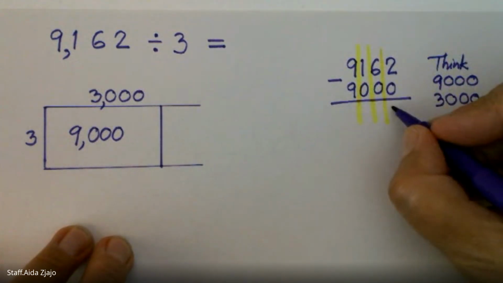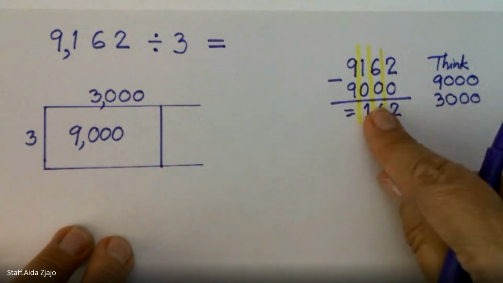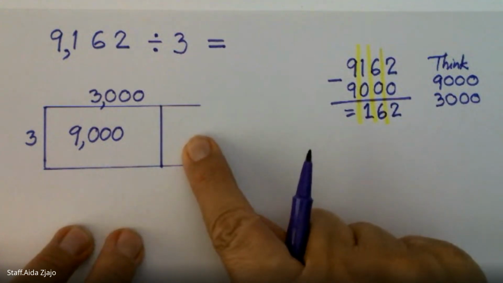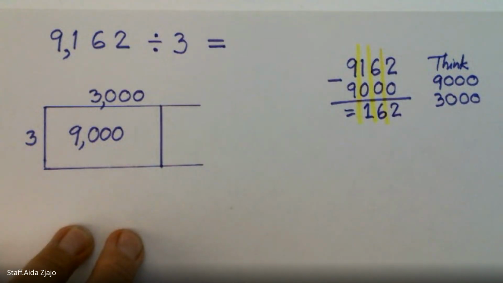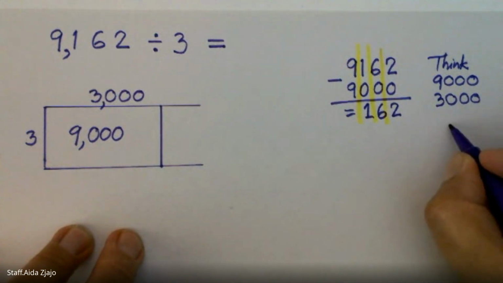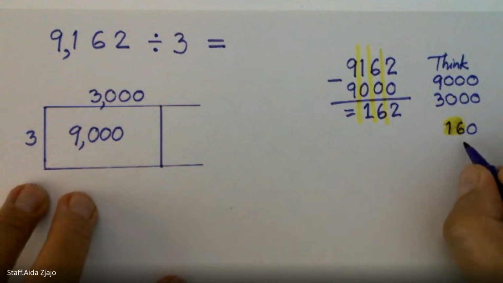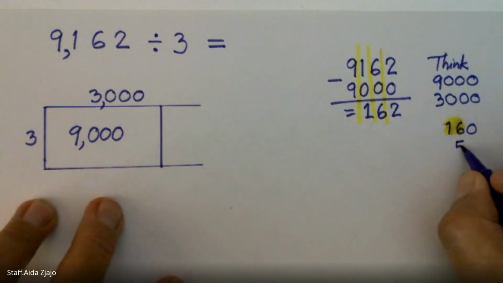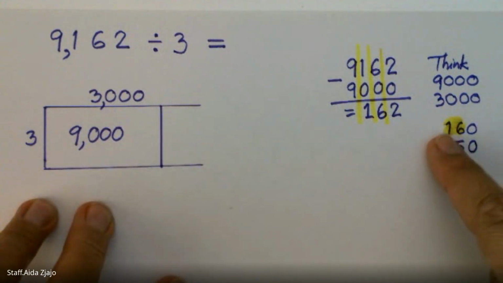Okay, so 2 minus 0 is 2, 6 minus 0 is 6, 1, and so now I have 162 left to share. And I can think of 160 or 16. 3 times what is really close to 16? 3 times 6 is 18, so that doesn't work. 3 times 5 is 15. So I'm very close. So 3 times 5 is 15, and I also need to add 0. So 3 times 50 is 150.